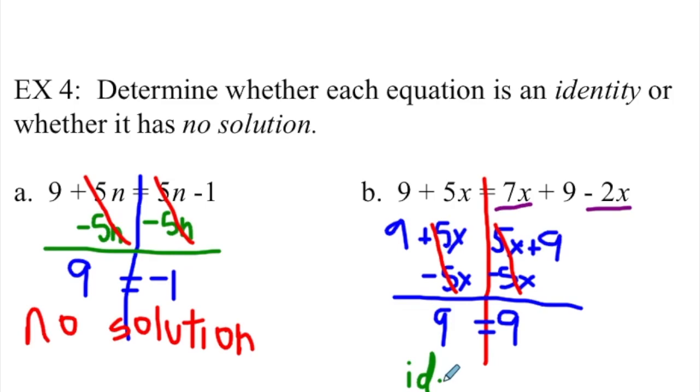With an identity, what that means is you can choose any number that you want to for x to substitute into this equation, and it is going to work when you substitute it in. So I could substitute in -5, I could substitute in 23, I could substitute in 1002. It would not matter. Any number I wanted to substitute in would make that true.